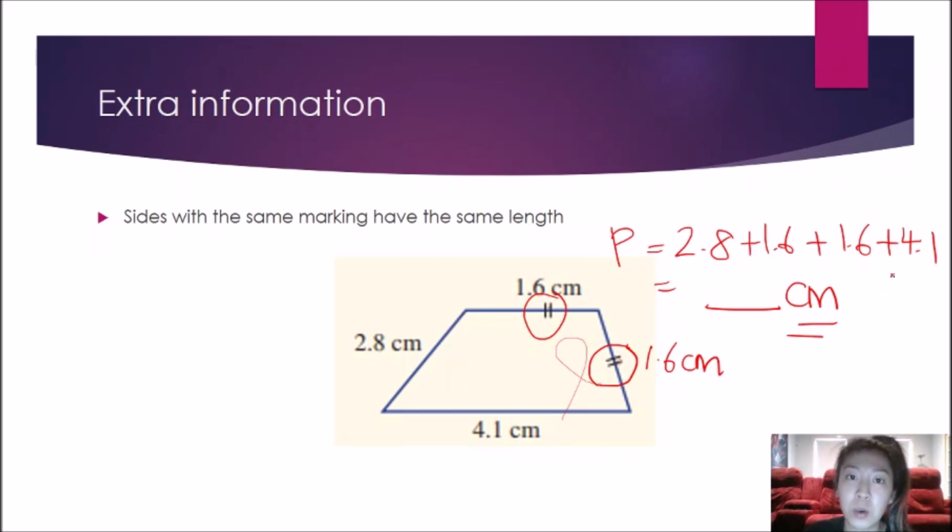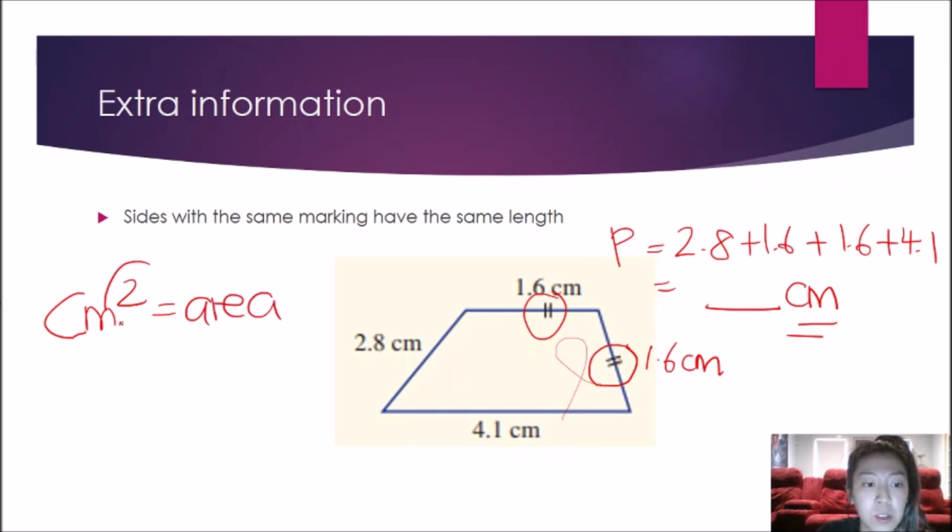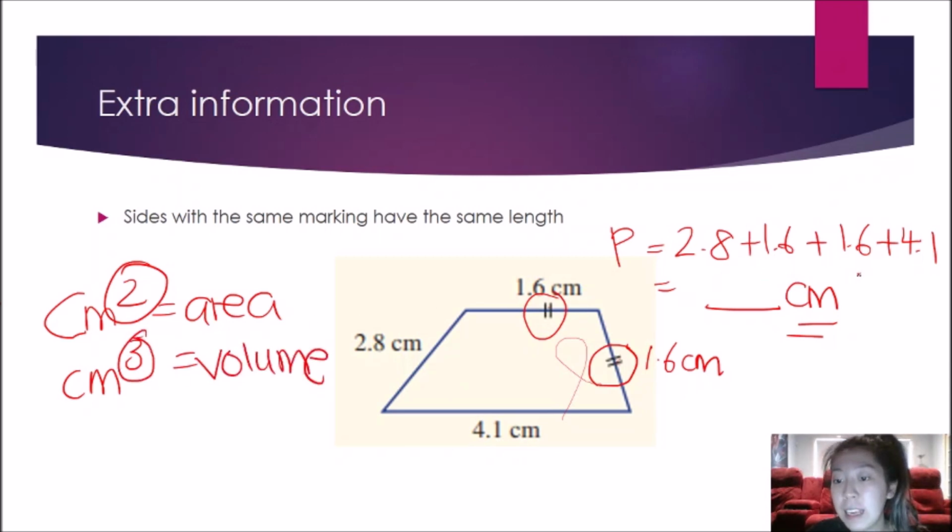I understand that Mr. Daffy recently talked about conversion of units. Whenever you see something like centimeters squared, that's area. Anything that's cubed, with a 3, that's volume. But with nothing, that's perimeter.